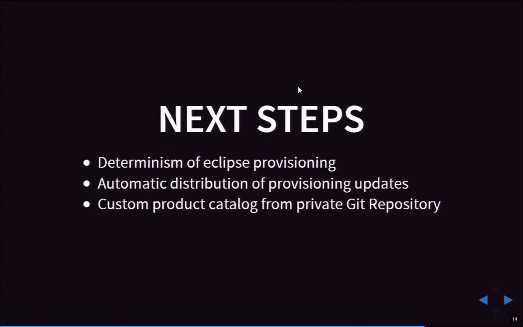Okay, there's some time left and sometimes a question. What are the next steps? We want to have determinism. This is one part we are working on now to make this happen. The other is automatic distribution of provisioning updates. So maybe I, as a project owner, want to install an update of a plugin and it should automatically be distributed to the other guys. This would be really fine. Basically, it's an advanced topic. I don't think there's a solution yet, but it would be nice.